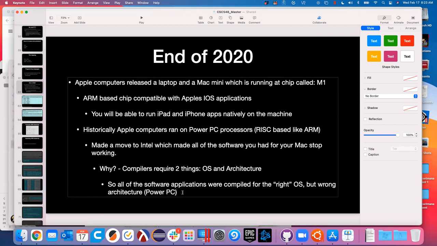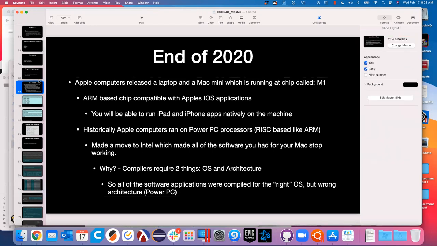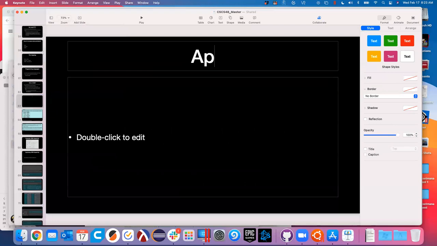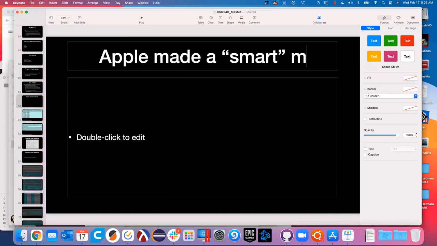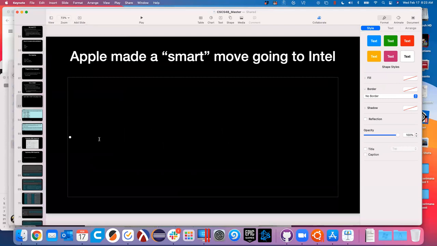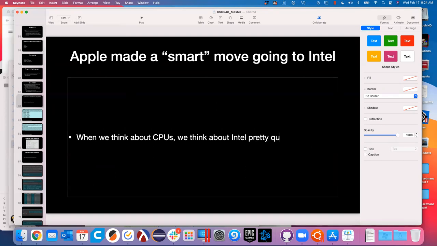But in any case, in hindsight, we're gonna say this was a smart move that Apple made. Let me start another slide so the font doesn't get too small here. Apple made a smart move going to Intel. When you think about processors, one of the first words that comes to mind is Intel. So when we think about CPUs, we think about Intel pretty quickly. It's kind of like when somebody says do a web search, you think about Google. Yeah, we're going to Google it.